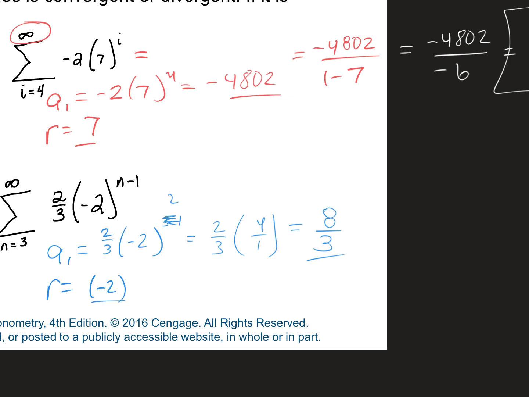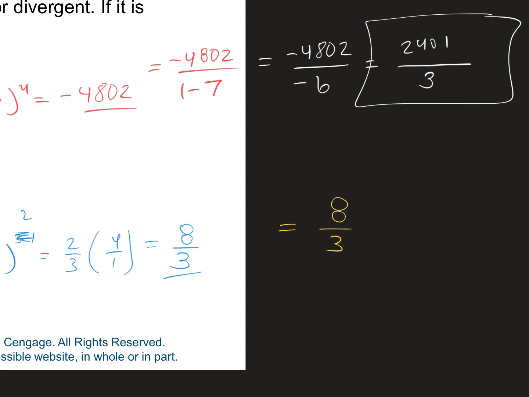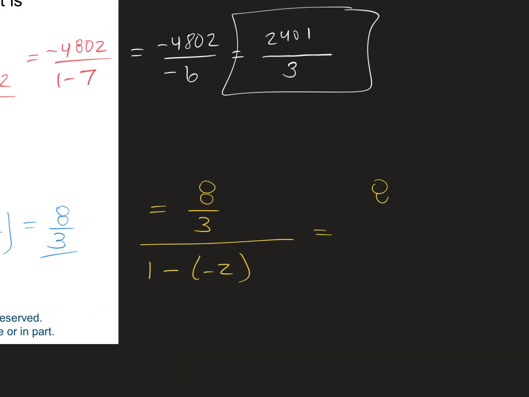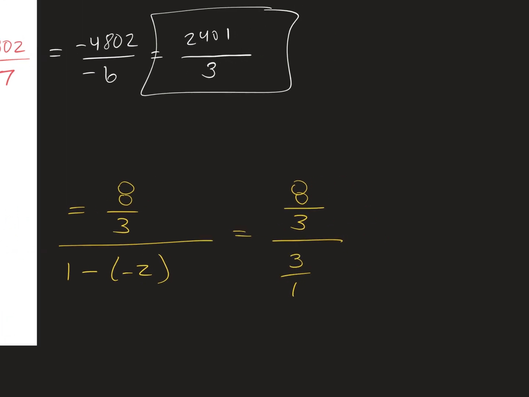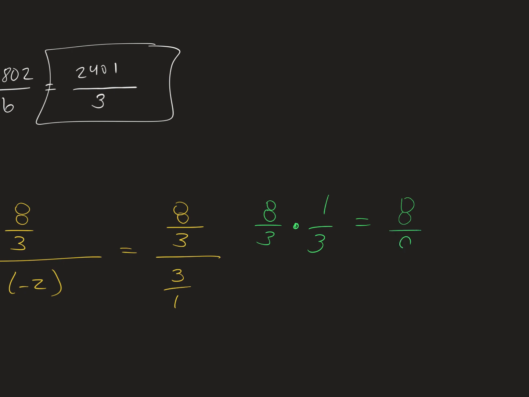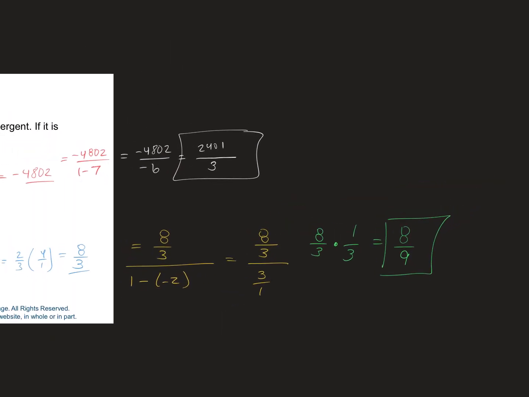So there's what we need: my common ratio and my first term. So I take the first term, which is 8/3, divided by 1 minus my common ratio. So 8/3 divided by, what's 1 minus a negative 2? 3, right, over 1. If we have a fraction divided by a fraction, we keep, change, and then what? Flip. So my answer is 8/9. Everybody agree? Okay. And that, ladies and gents, is it.